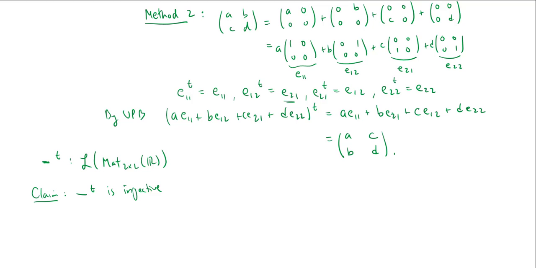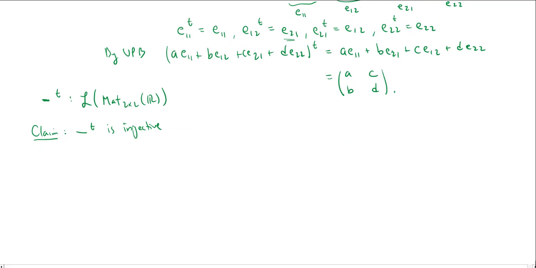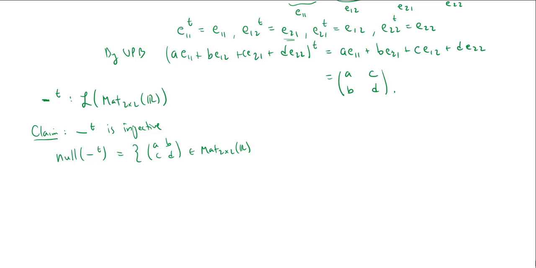Now, in order to show that a linear map is injective, it's enough to show that the null space of the map is exactly the 0 element. So, let's try to compute the null space of the transpose map. Well, let's see. The null space is going to be all 2 by 2 matrices, so we'll write A, B, C, D, in Mat 2 by 2 R, such that the transpose of this matrix is equal to 0. And in this vector space, the 0 is the 0 matrix.